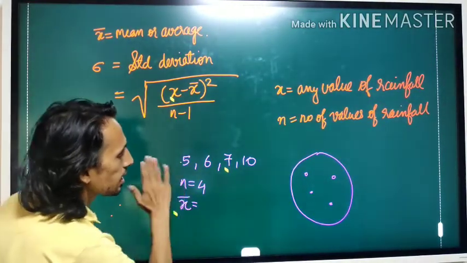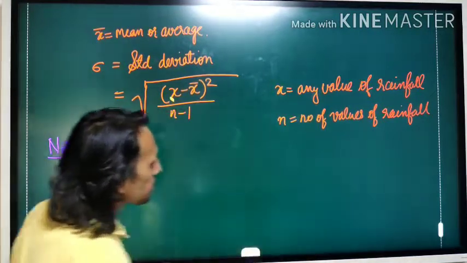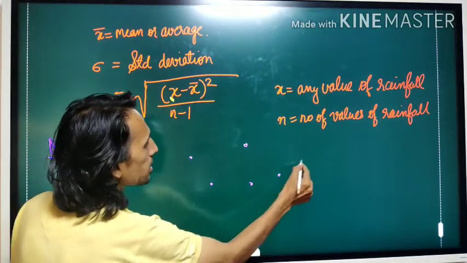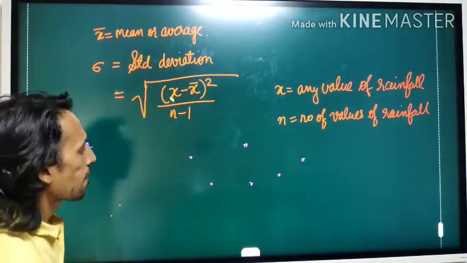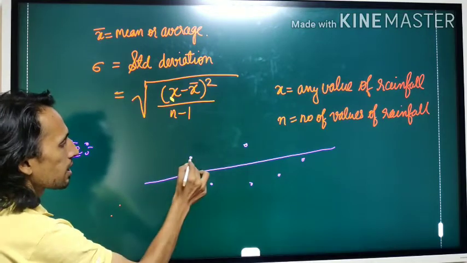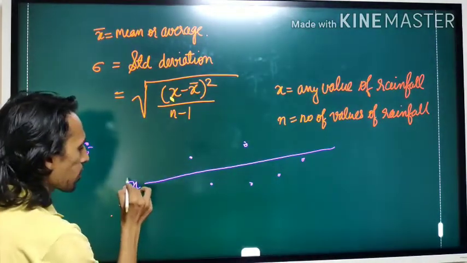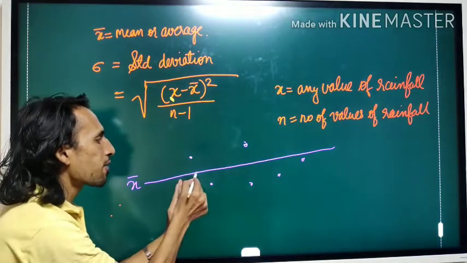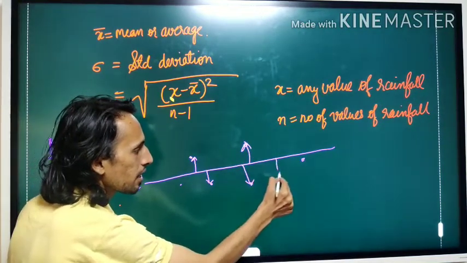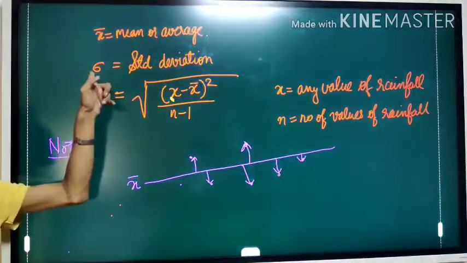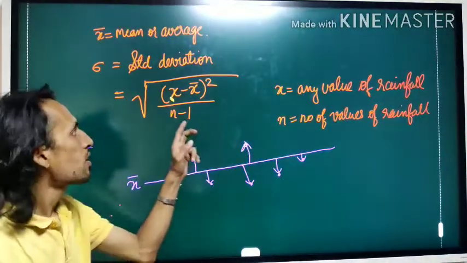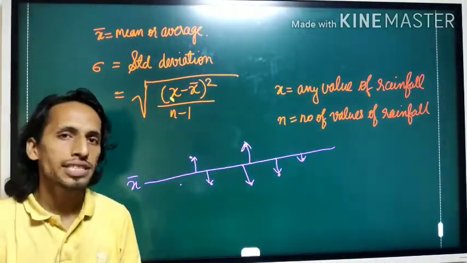To explain this, suppose these are some values randomly distributed. Then if you see the mean, this is some value. Suppose these are some values of rainfall, and this is the mean value of rainfall. How much they differ from the mean is nothing but your standard deviation. This value is represented by sigma, or standard deviation.